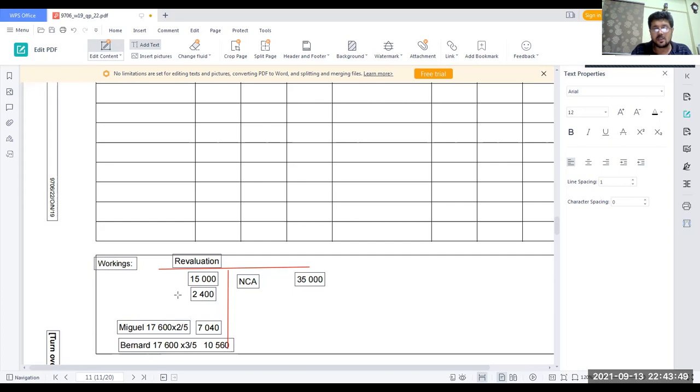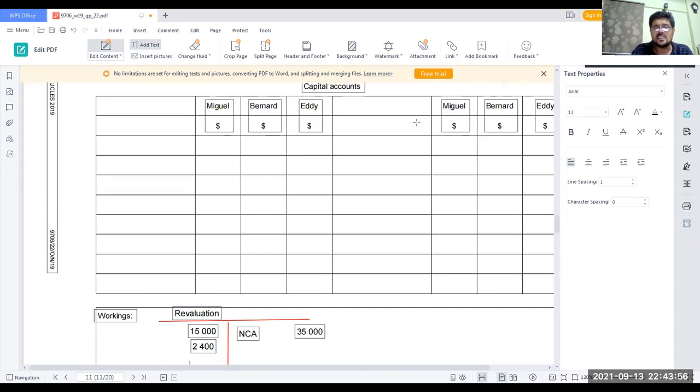Done. So profit from revaluation is going to be debited, and this profit is going to be credited into the old partners' accounts. Now, what we have to do here, we have to write first balance b/d. Balance b/d, the starting capital of Miguel was 100,000, and Bernard is 145,000.